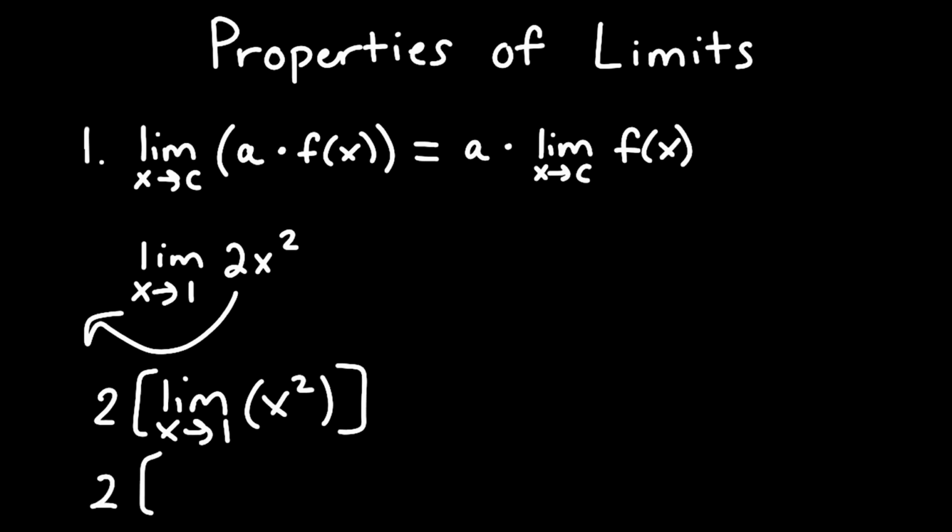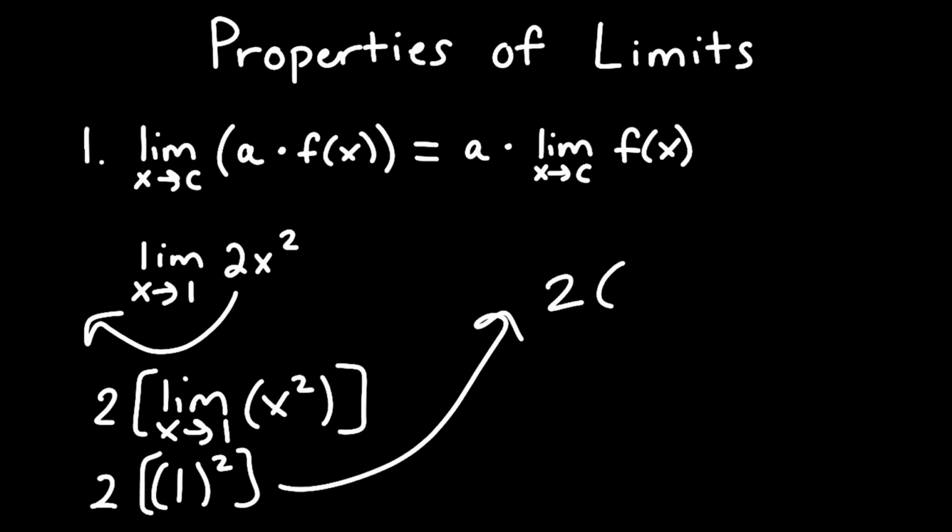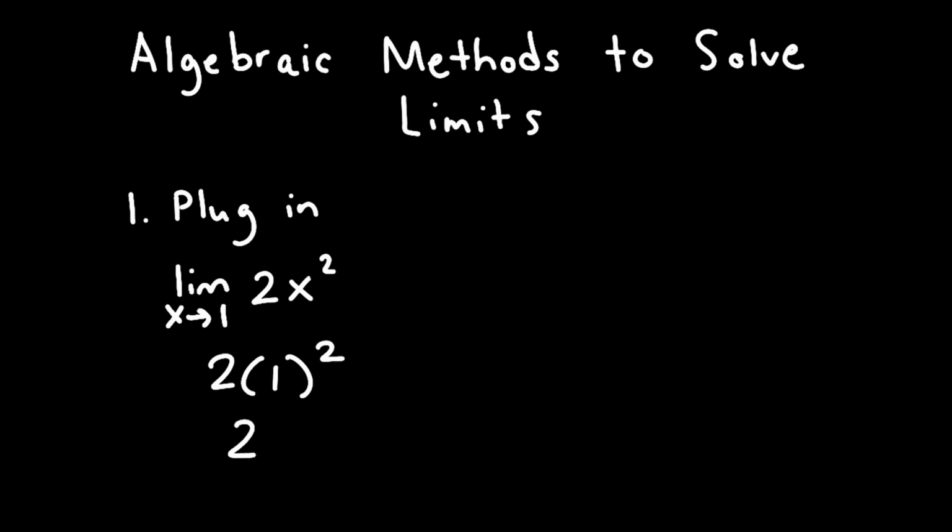Here, we're just going to use the plug-in method because there's nothing else we can do. And we're going to get 1 squared, which just equals 1. 2 times 1 is 2. And we know that 2 is the answer to this limit, as we proved it both algebraically and graphically earlier. So you can see that the constant property does hold true.